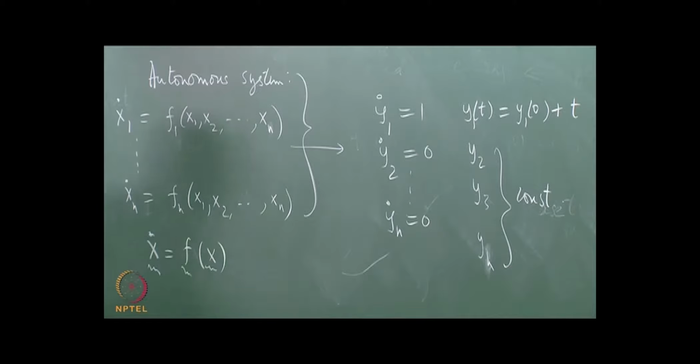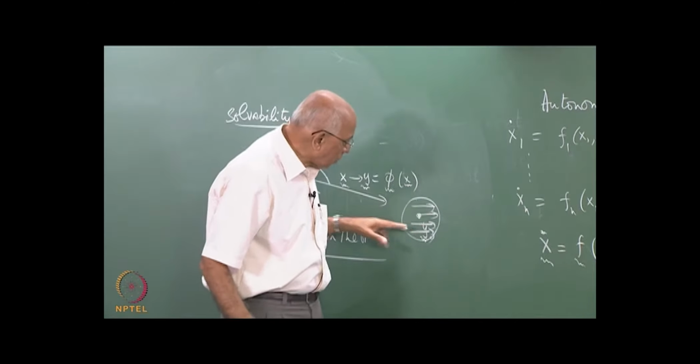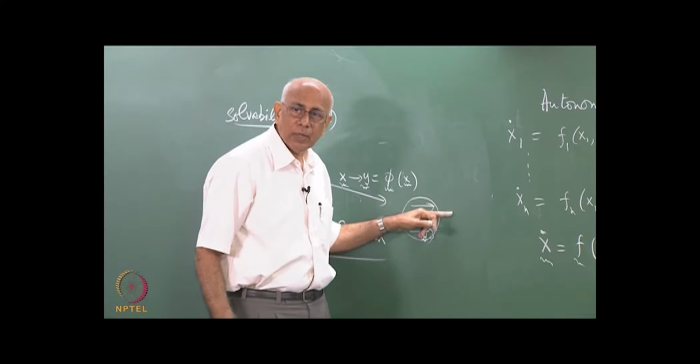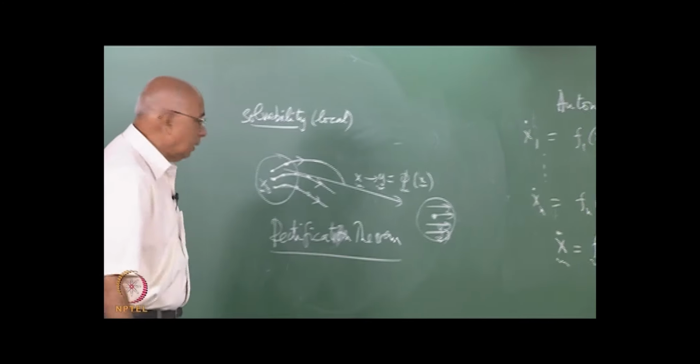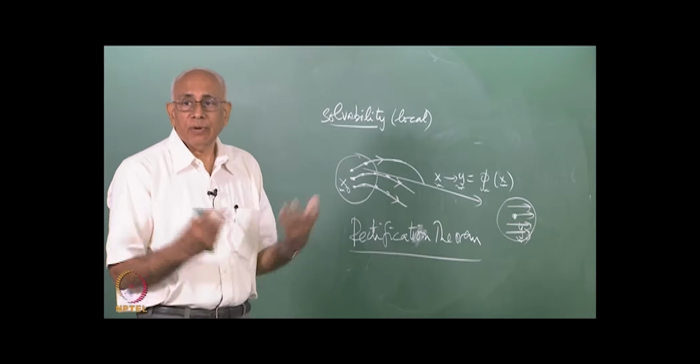They do not change with time at all. Okay. So that is why the field lines go parallel to each other. It is only in the one direction that you have any change of dynamical variable, all the others are supposed to remain constant here. And if you like, the vector field has been rectified.